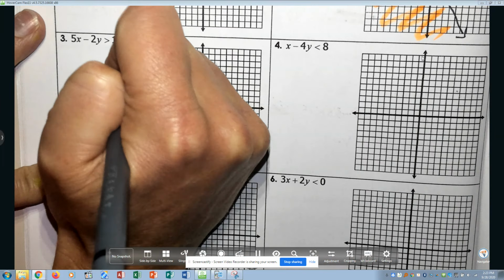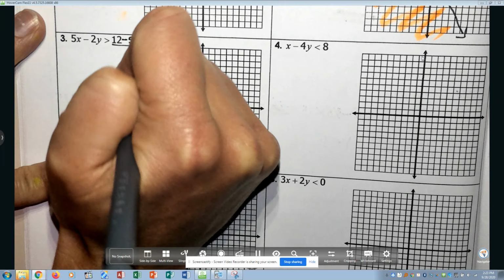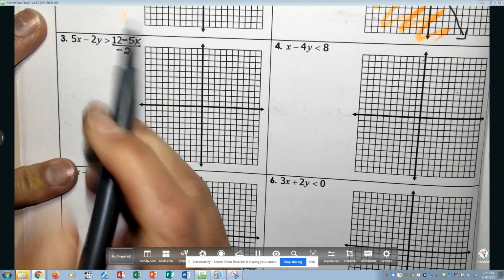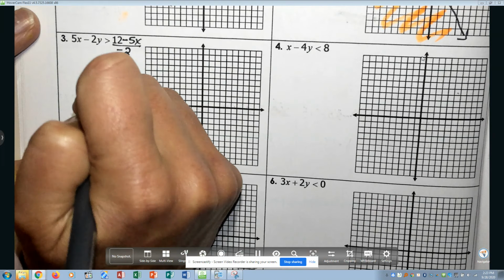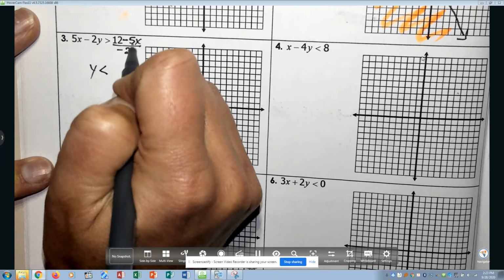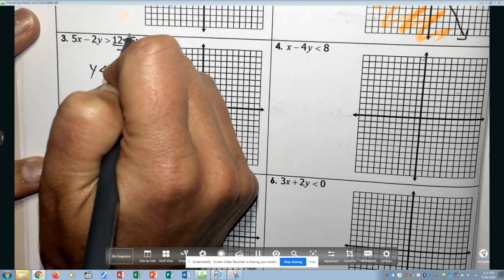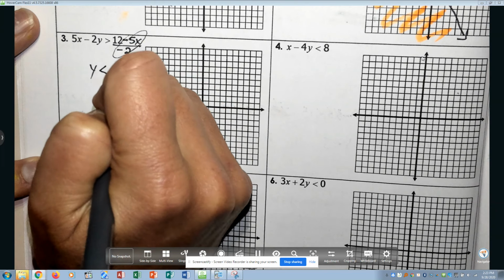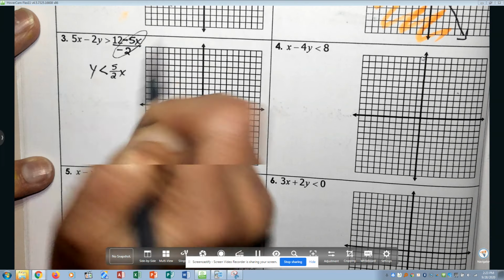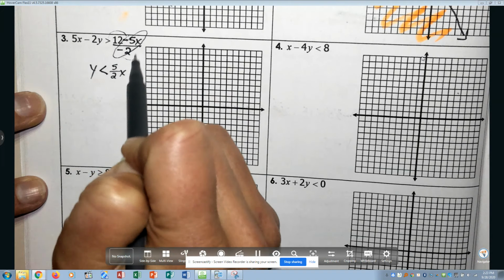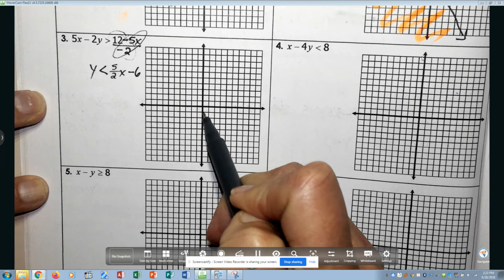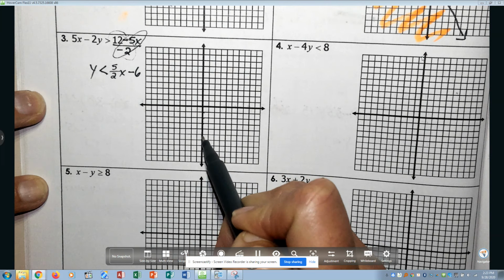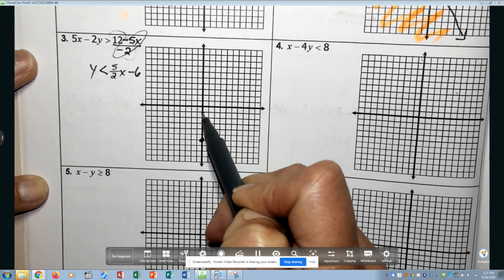Subtract the x term, divide by the coefficient of y. So because I divide by -2, I've got to flip this sign. Slope would be 5 over 2x. Y-intercept would be -6. So down 6. 1, 2, 3, 4, 5, 6. And then you go up 5 over 2.